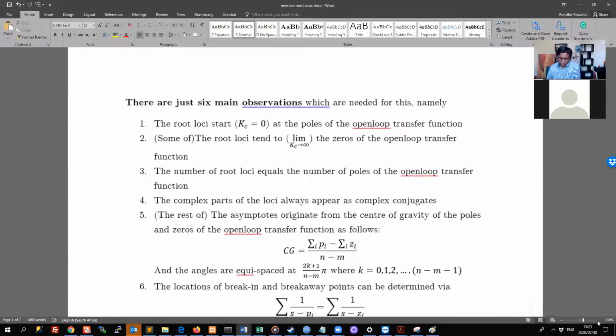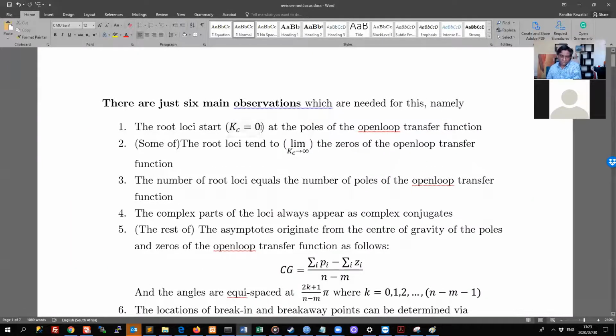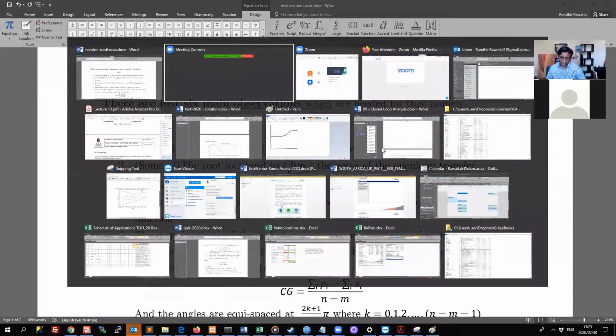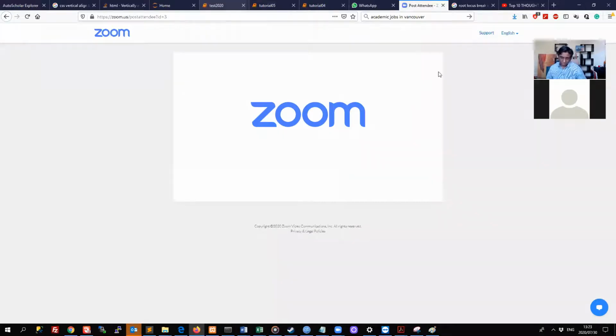So we've got here these 6, I'm calling them observations. You can also think of them as sort of principles for drawing your root locus diagrams, right? So we are given some open loop transfer function, so it's a function in S. And we want to be able to draw the root locus diagram for that. And we typically call that our Nyquist plot. And just to look at some examples of that.